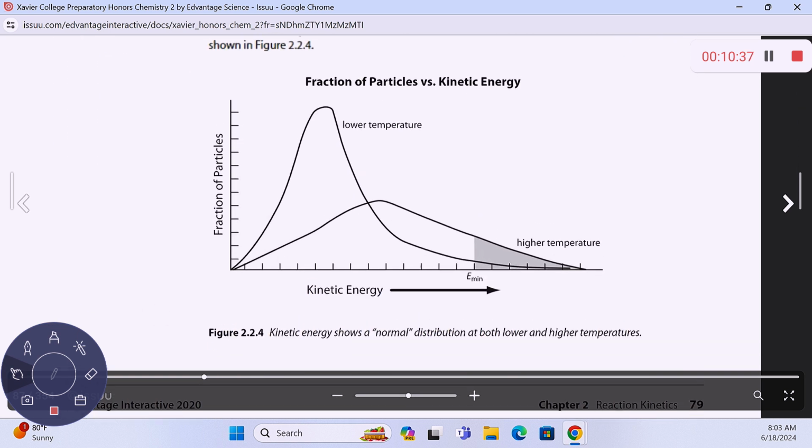Here they're showing you the difference between a low temperature versus a high temperature. You can see that when you're at this lower temperature, this is how many particles in a sample would be able to meet the activation energy versus the higher temperature. Look at how many more particles would collide with enough energy to meet the activation energy and produce product. Significant, okay? Let's take a look at the next page.